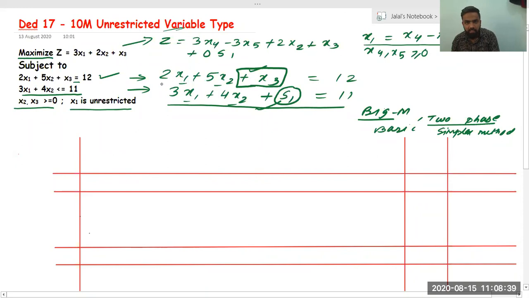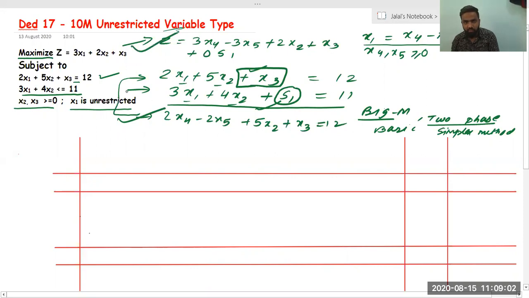Now this will also change. How will it change? This equation will be 2x4 minus 2x5 plus 5x2 plus x3 is equal to 12. So this is my first equation. This is my z.